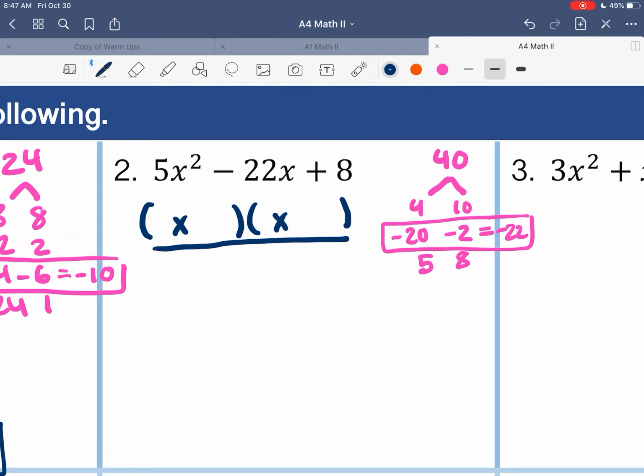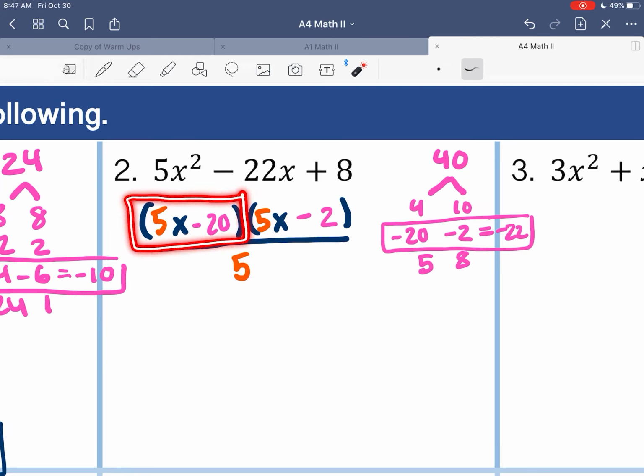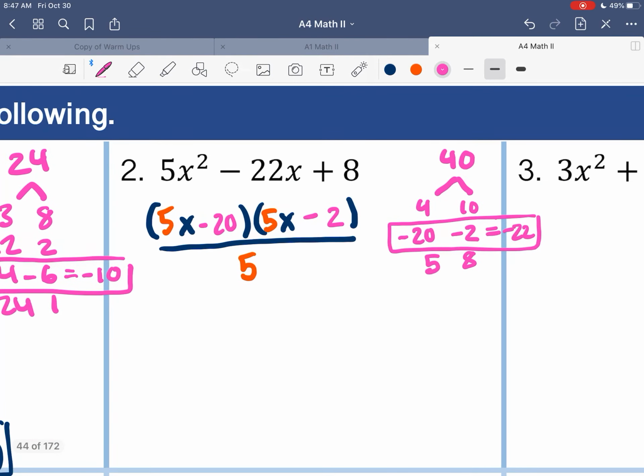Anyway, so we have an x here, and our leading coefficient needs to go here, here, and here. And then we have negative 20 and negative 2. Now we're looking for greatest common factors. This one has a 5 in common, because 5 goes into 5 and 20. So we factor out a 5.